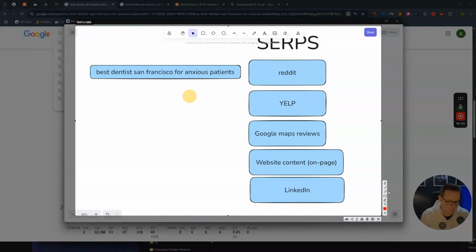What that means is they are indexing and storing a lot of the information that they can find, for example, on Reddit, on Yelp, Google Maps, and on your own website, so your regular on-page SEO content. They're storing all of that in a database in vector format.